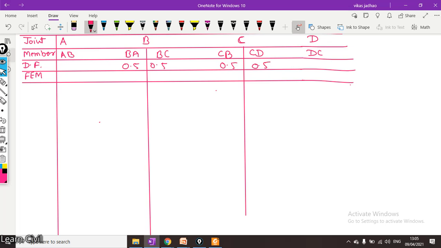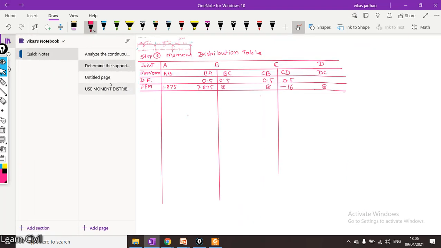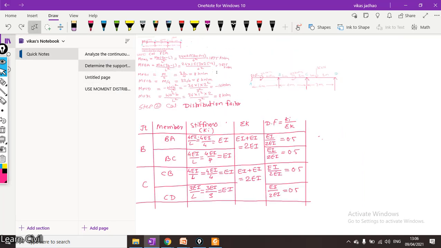Okay, now write down the fixed end moments in this particular row. We have already calculated them: MFAB is 1.875, MFBA is 7.875, MFBC is 8, MFCB is 8, MFCD is minus 16, and MFDC is 8.